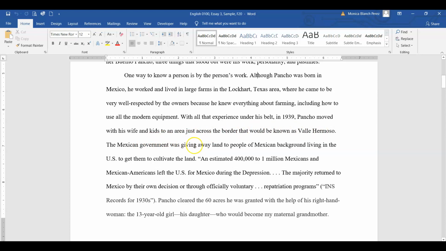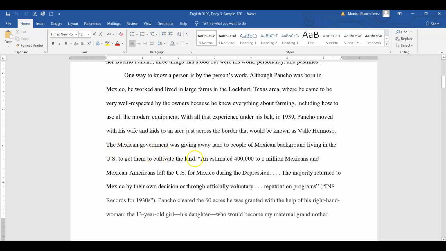The Mexican government was giving away land to people of Mexican background living in the U.S. to get them to cultivate the land. An estimated... okay, I'm sorry, I was about to read, but then I noticed something happens here until it becomes a quote. So what I've been doing is I've explained a little bit about his work experience, but a lot of his work happened after he moved from Texas to Mexico, as it says here.